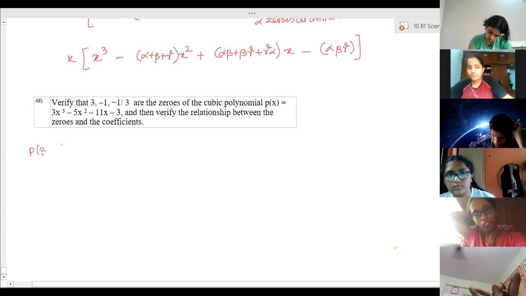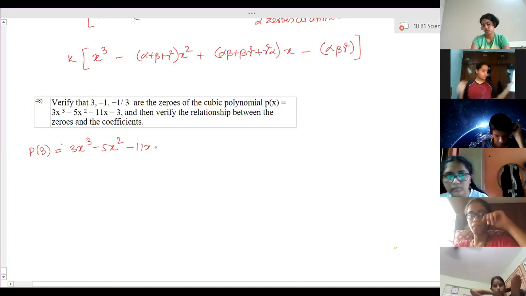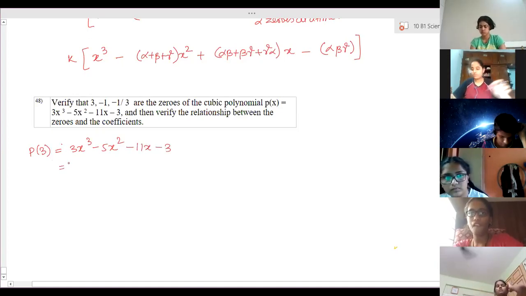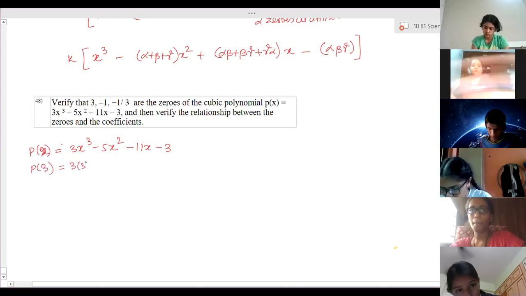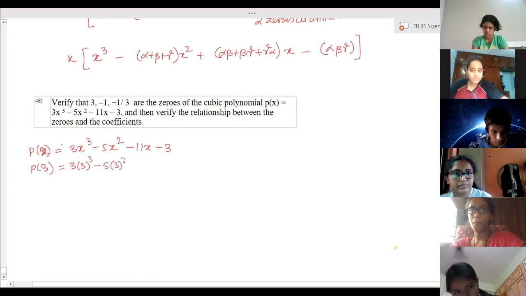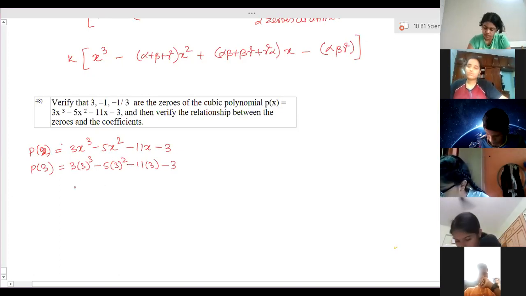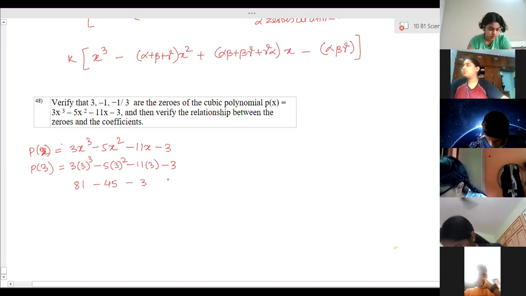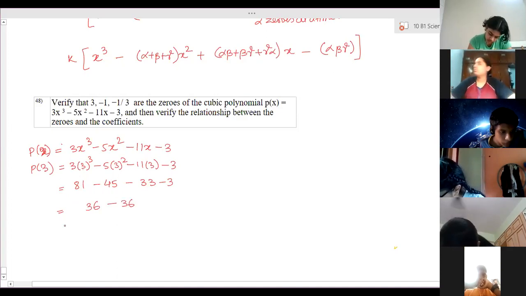So P of 3 you have to find out. 3x cube minus 5x square minus 11x minus 3. So the x value we consider as 3. P of 3 is 3 into 3 cube minus 5 into 3 square minus 11 into 3 minus 3. 27 threes are 81, minus 9 fives are 45, minus 33, minus 3. So this is 81 minus 81, the answer is 0. Therefore 3 is a zero of this polynomial.